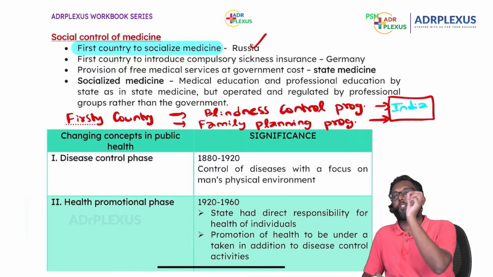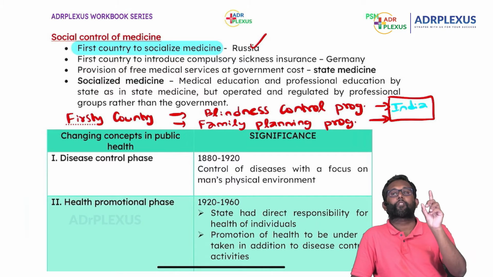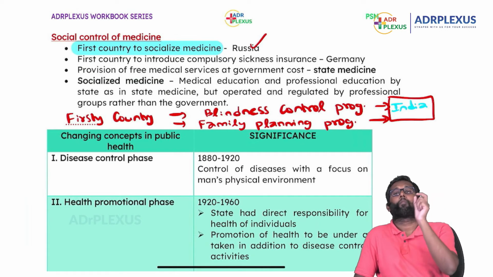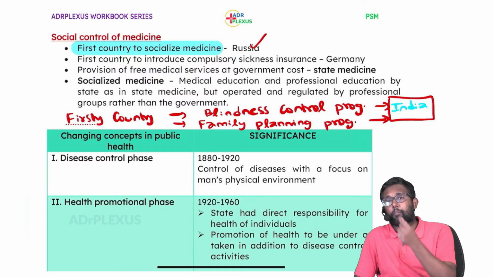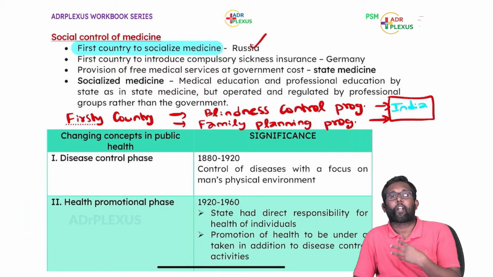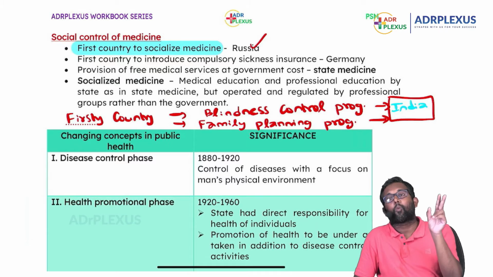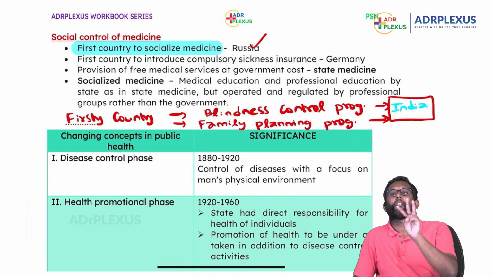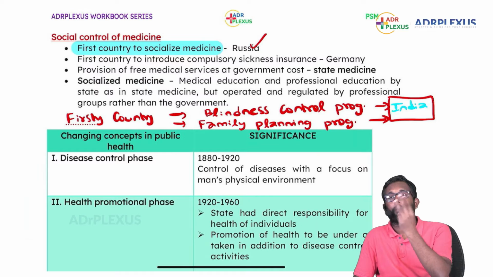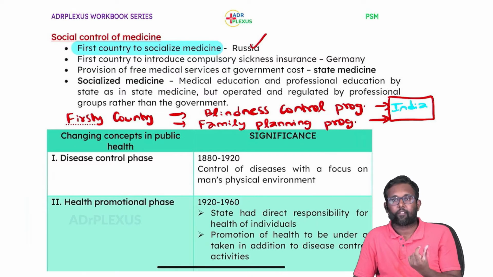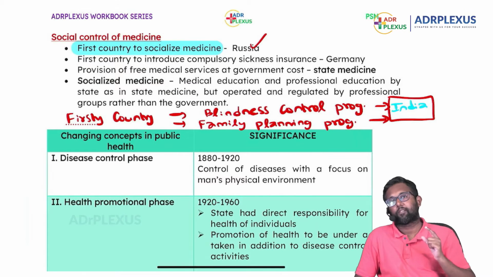So Russia was the first country to socialize medicine, and India was the first to introduce the blindness control program and family planning. Family planning means, if you are having two children, it is enough. Then what should be the gap between the two children? There should be a minimum of 3 years of gap between the two children. This is called family planning. It was first introduced by India.